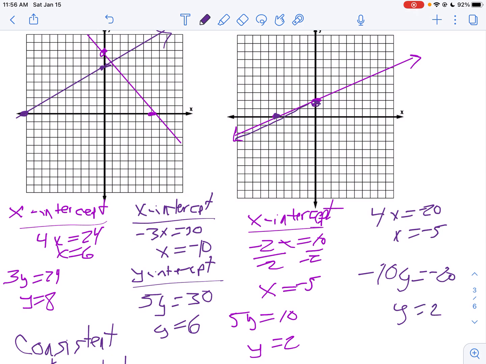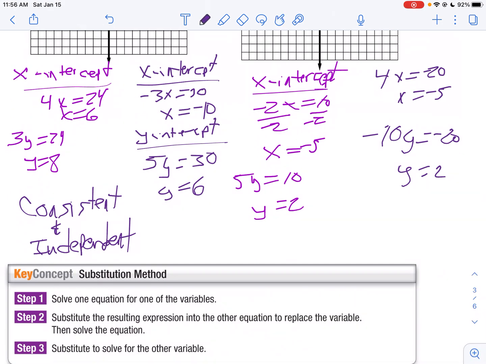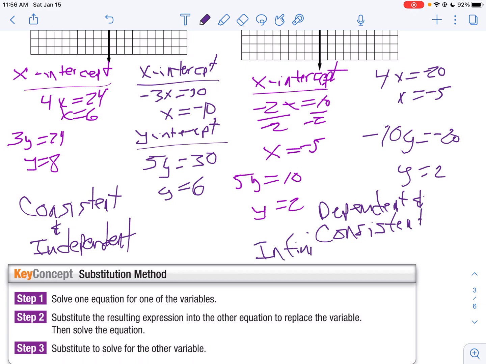Since I get the same line, everything that's a solution for the first line is a solution for the second line. So we call this dependent and consistent. It has infinite solutions. And there's your answer.